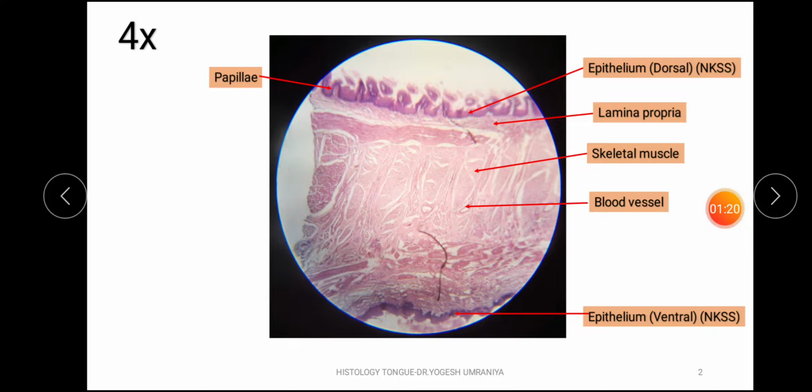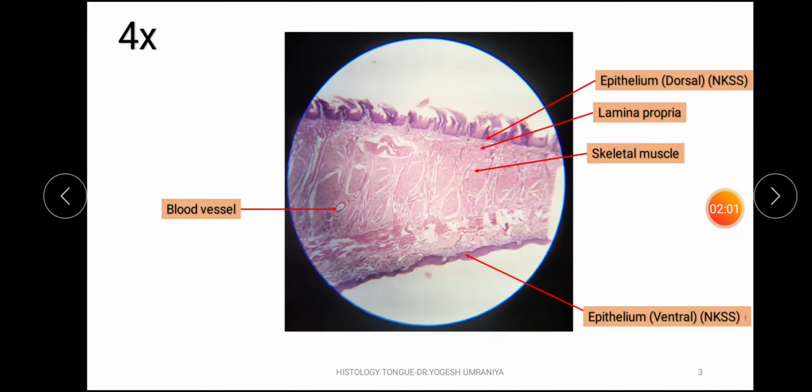Underneath the epithelium you will find this layer of loose connective tissue that is termed the lamina propria. Now underneath the lamina propria, in this layer you will find the arrangement of the striated muscle, with the longitudinal, horizontal as well as oblique direction of the fibers seen in this skeletal muscle layer. Within the layer of the skeletal muscle you will find the blood vessels. Here you can see the various blood vessels. So this is the image under the 4x lens.